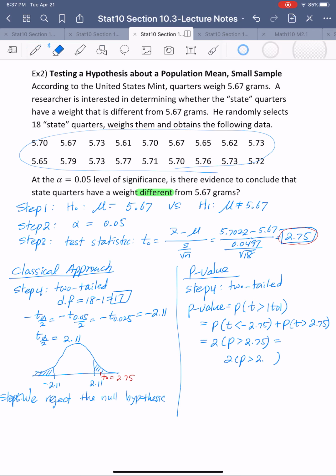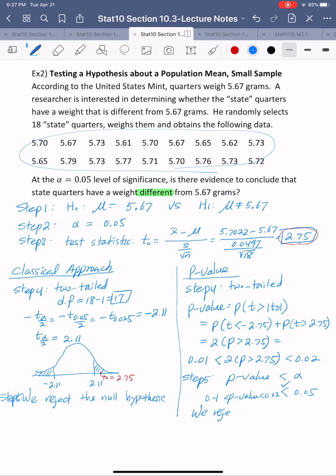What am I looking at? So 2.75 will be between 0.01 and 0.02. Okay, so now step 5, we have to compare the p-value, and it should be less than alpha, but we already know alpha is 0.05, right? But the p-value is going to be between 0.01 and 0.02. So any number between 0.01 and 0.02 is less than 0.05. So it works, right? So that's why we reject the null hypothesis.